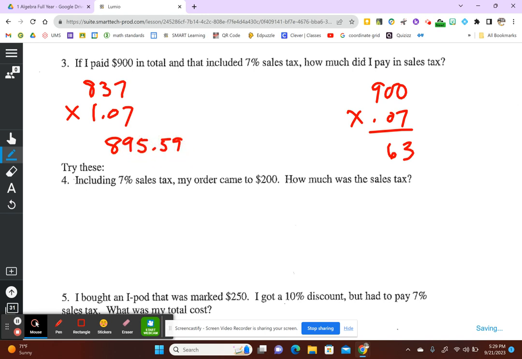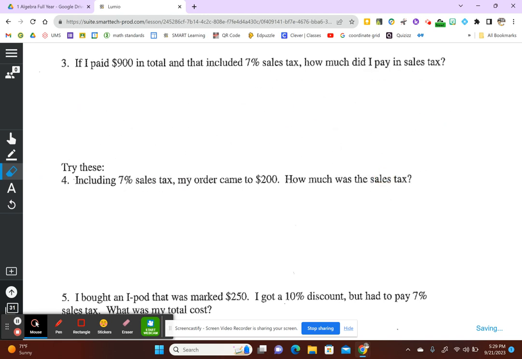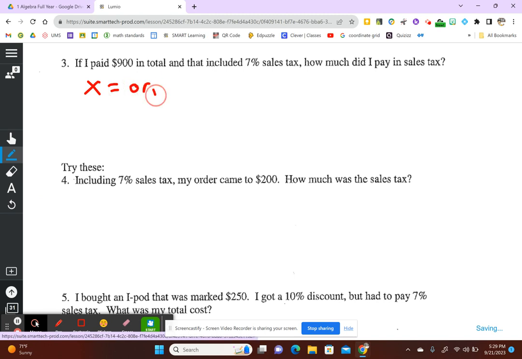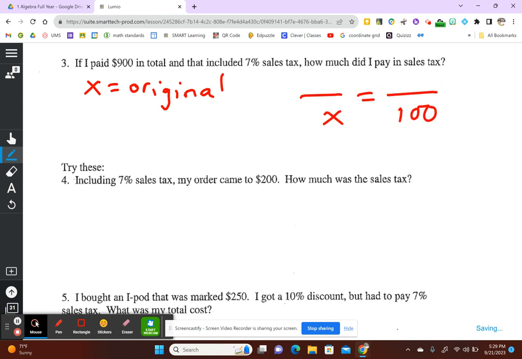And the reason is you can't take 7% of 900 because 900 is not the cost of the item. 900 is the cost of the item with the sales tax. So we don't know what the original cost is. But we do know that the original cost is 100% of the cost. And we know that 107% of the cost is 900. So if you set up this proportion, you will find out what the original cost is.